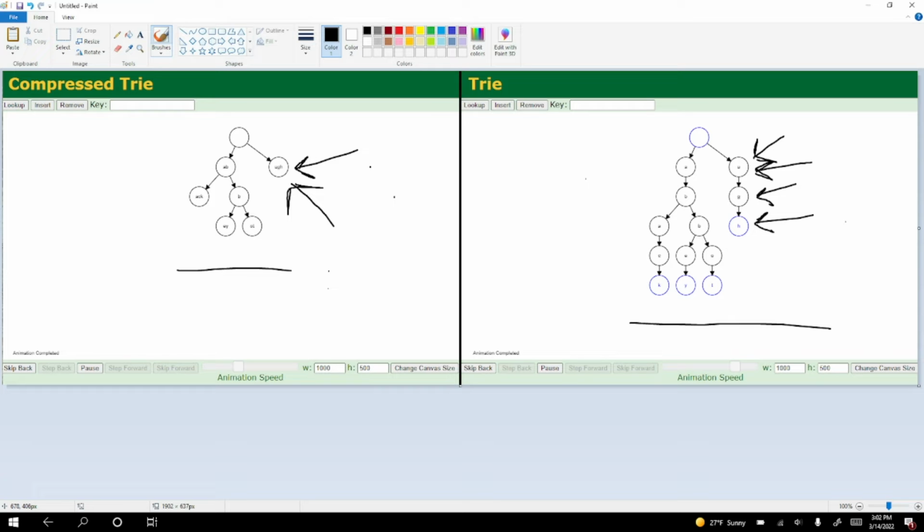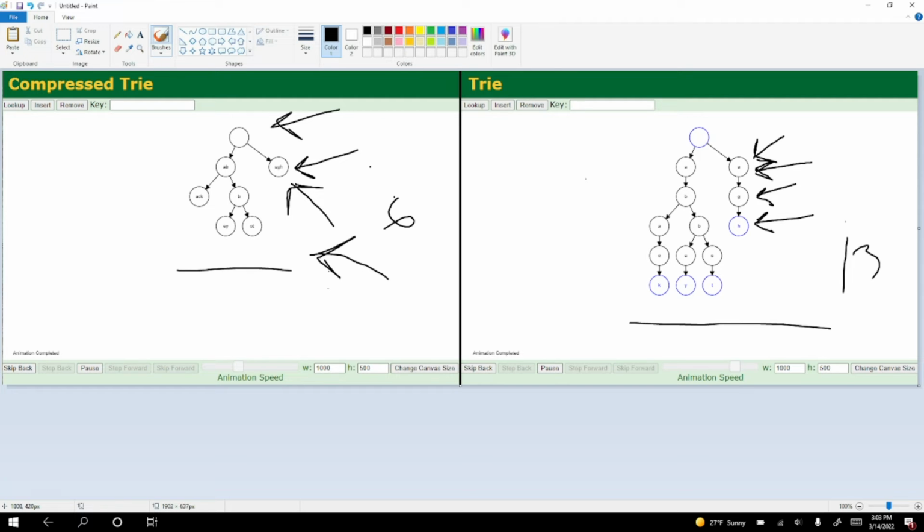You input the same words in the same way in both of these, but this one ends up with 1, 2, 3, 4, 5, 6 nodes, plus the head one. And then this one has 3, 6, 8, 10, 13. So you have 7 less nodes, same information, lookup time's much faster. It's more space efficient because it uses less nodes.